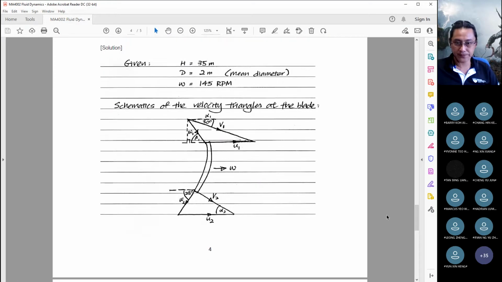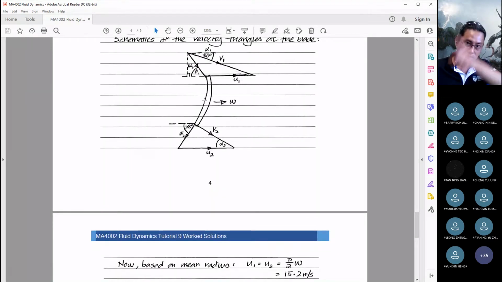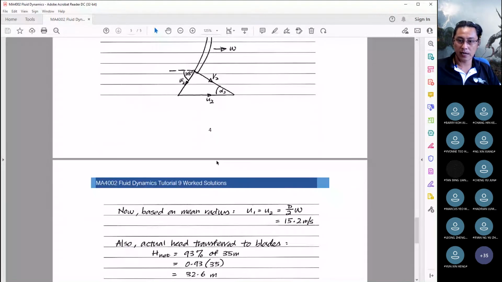Okay, so this is what we have. First thing first, like I said, because the entire turbine blade is spinning at the same time, U1 surely must be equal to U2. Let's find out what's our U1 and U2. U1 and U2, if you think about it, are the tangential velocities. So basically, it's the product of the radius multiplied by the angular velocity. We know the diameter, so finding out the radius is not a problem. We know the omega in RPM. Surely, converting to radians per second is not a problem. And we can work out U1 equals U2 equals 15.2 meters per second.